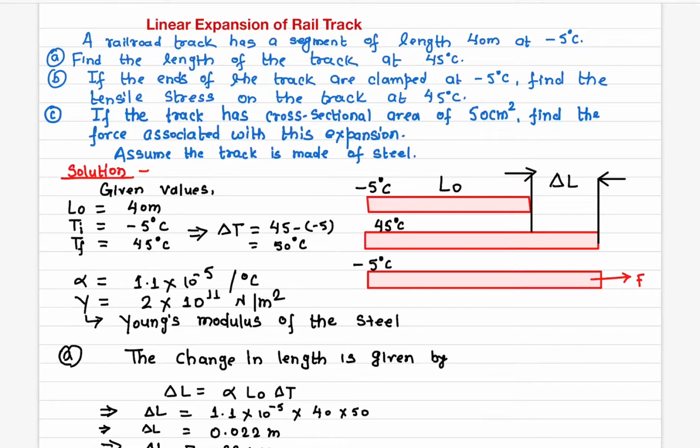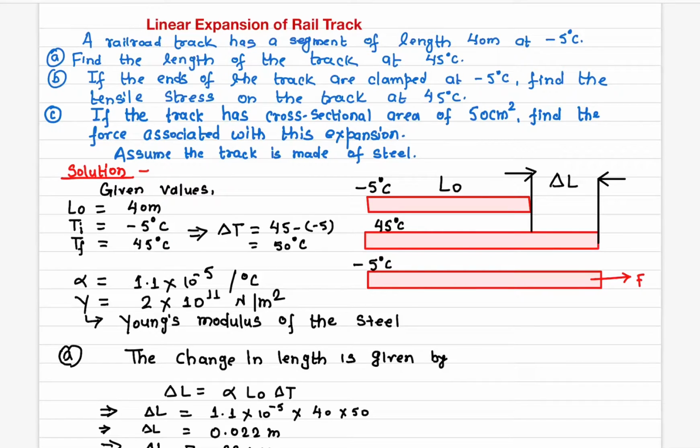So let's calculate the change in the length and the force, how much force it exerts on the other segment due to the change in temperature. To make life easier, we're just going to consider only one segment here. So we have one segment of a railroad track. The length of this one is 40 meters, which is given here. And we assume the temperature to be minus 5 degrees Celsius.